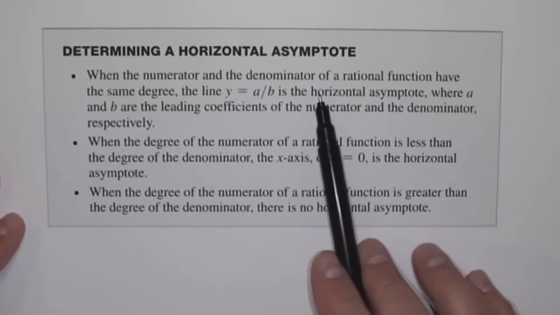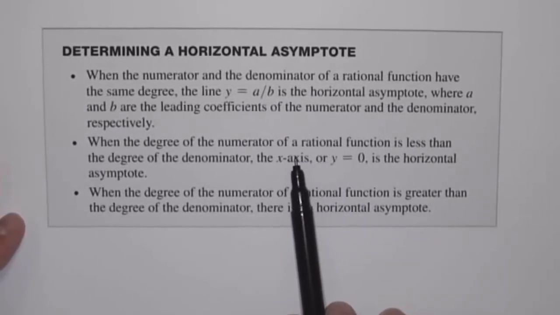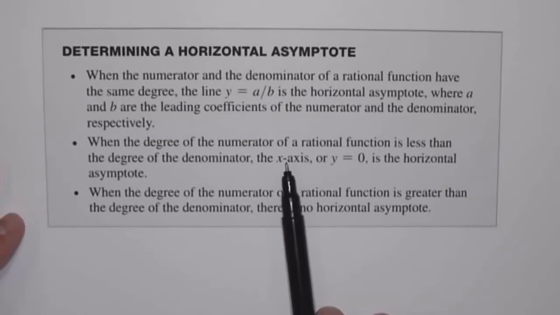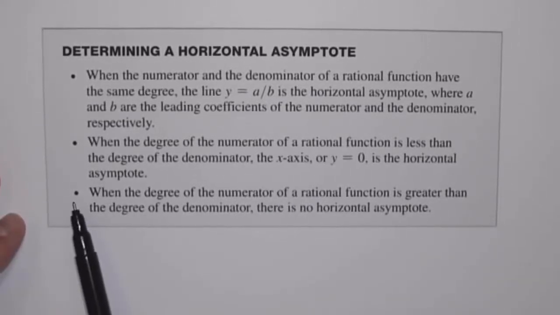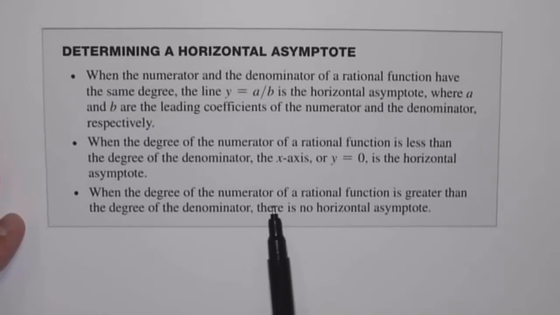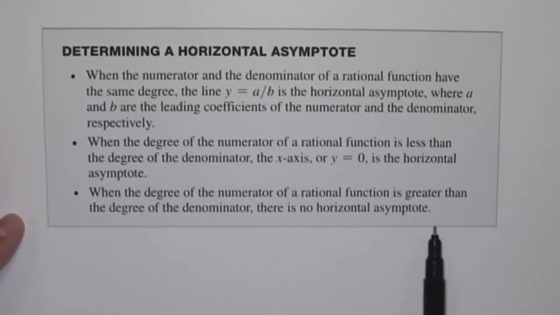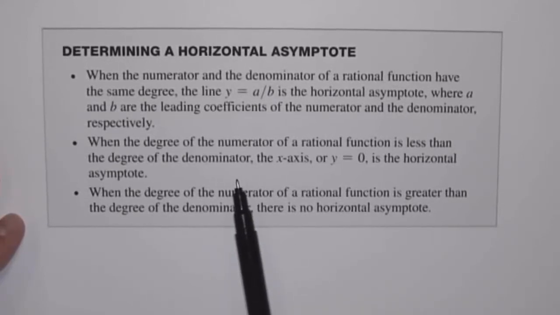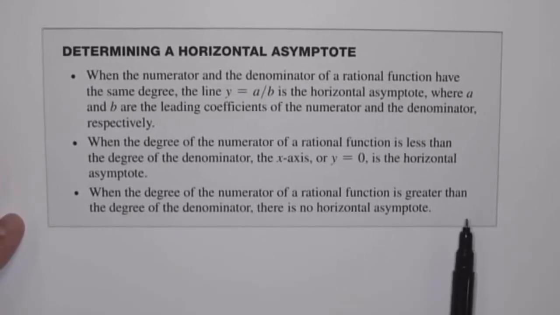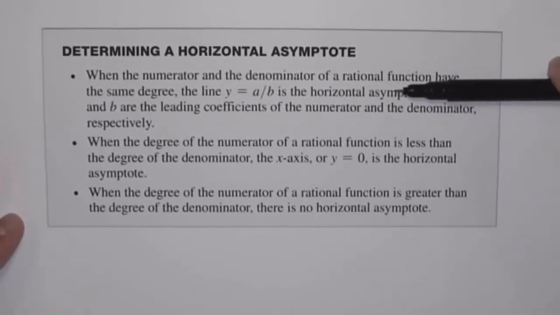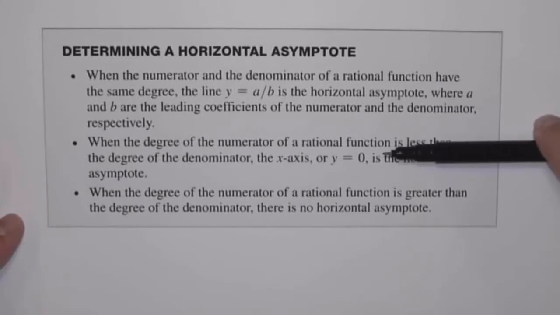So this was if the degrees are the same. This is if the degree of the numerator is smaller than the degree of the denominator. Bullet 3. When the degree of the numerator of a rational function is greater than the degree of the denominator, there is no horizontal asymptote. So if the degree of the numerator is, say, 3, and the degree of the denominator is smaller, say 2, then there's not going to be a horizontal asymptote at all. So we'll only get a horizontal asymptote when the degrees are the same or when the degree of the numerator is smaller than the degree of the denominator.